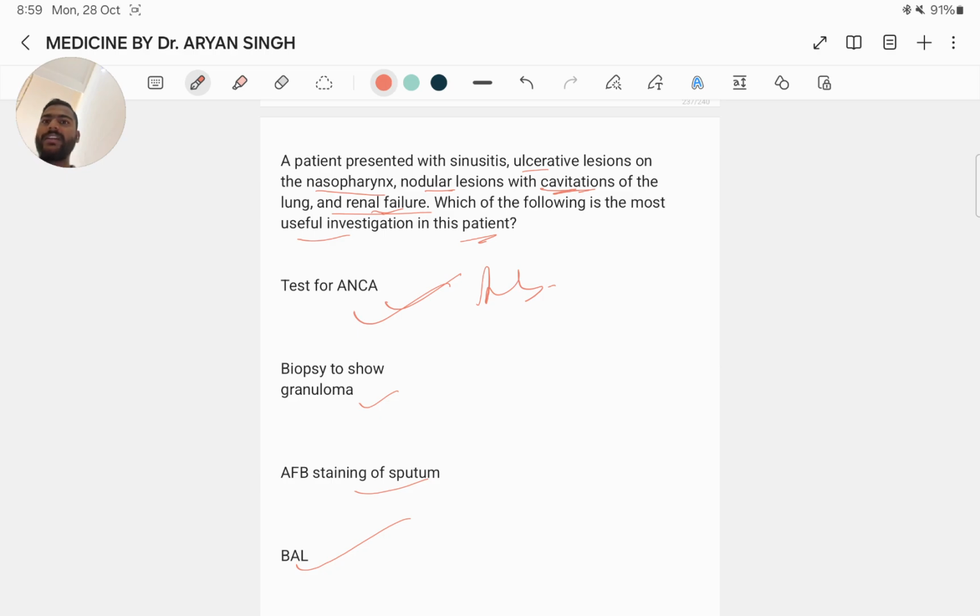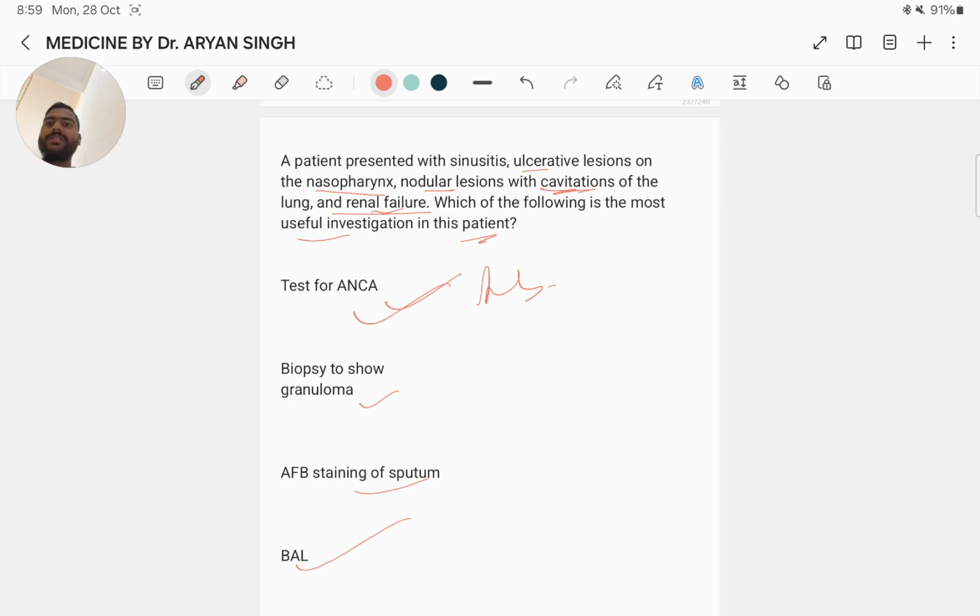In the upper respiratory tract, there is chronic sinusitis, serous otitis media due to Eustachian tube blockage, nasal septal perforation, and mucosal ulceration of the nasopharynx. In the lower respiratory tract, patients present with hemoptysis and persistent pneumonitis; lung involvement appears as multiple bilateral nodular cavitary infiltrates. In the kidneys, focal or segmental glomerulonephritis presents with proteinuria, hematuria, and hypertension. If left untreated, it can lead to rapidly progressive glomerulonephritis.